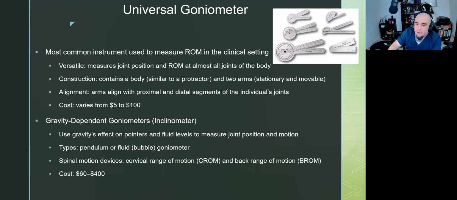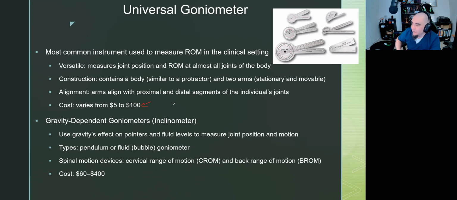When we get down here to these $100 gonies, I don't have one here. I have one in the clinic that's about $100. The main difference between the cheap gonies and the more expensive goniometers is that a lot of the more expensive goniometers have extendable arms or have a digital gauge on them that measures your range of motion so that you don't have to read it yourself.